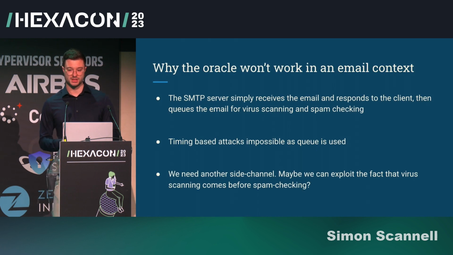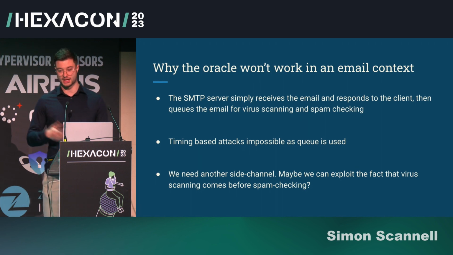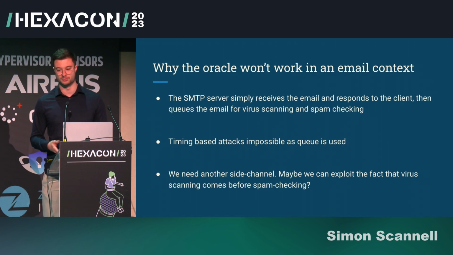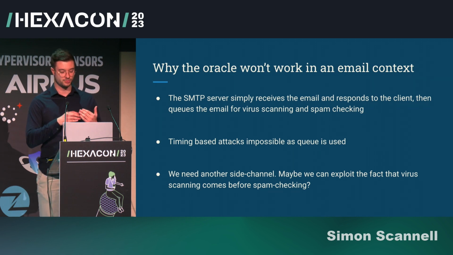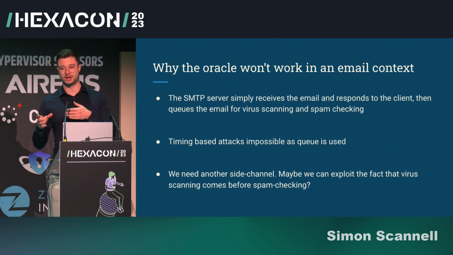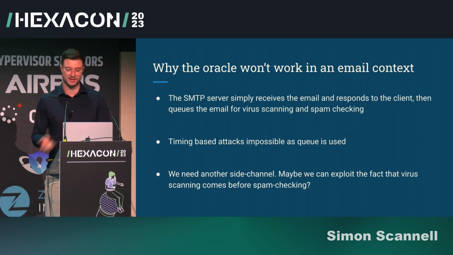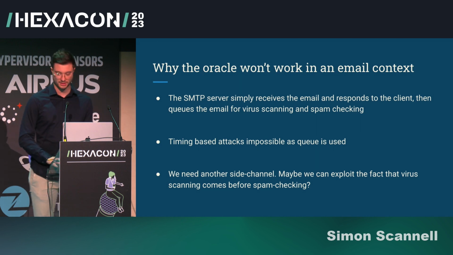So the SMTP server simply receives the email and then queues it, and this makes timing-based attacks impossible because the queue is used. At least it makes them very unreliable. So my idea was, maybe instead of putting a virus in there, I can put a file in there that will potentially hang the process, and then I can derive from the timing if I guessed the correct function pointer offset. But again, because the queue is used, this didn't work. That means we need another side channel to leak the side channel, and maybe we can exploit the fact that virus scanning comes before spam checking.